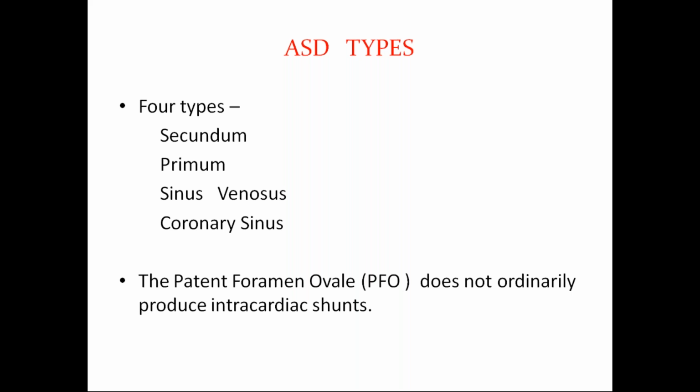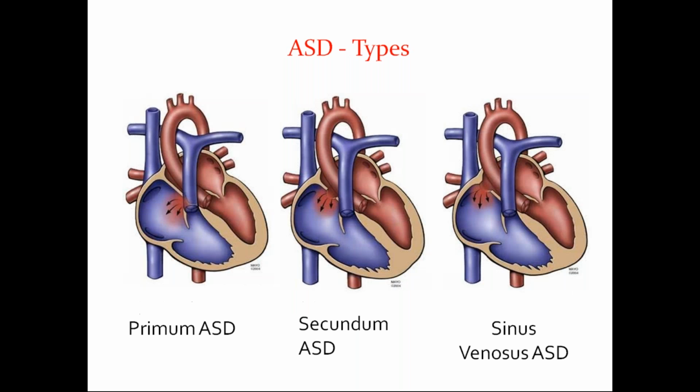find PFO, patent PFO with left to right shunt, patent PFO with right to left shunt, like that. Okay, that is your patent foramen ovale, which does not ordinarily produce any shunts. There may be some opening, some defect, but blood doesn't flow from it. That is a very small tiny defect, and it is not of much significance, and it gets resolved on its own, and it's not of much hemodynamic significance. That is your PFO.